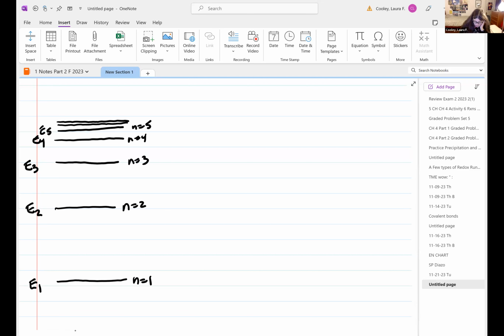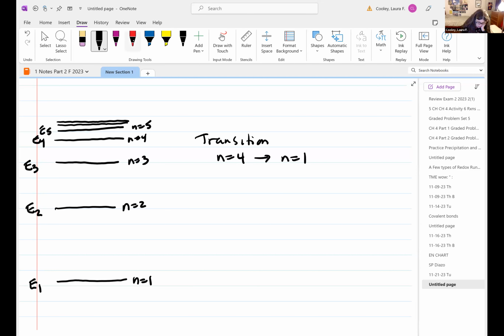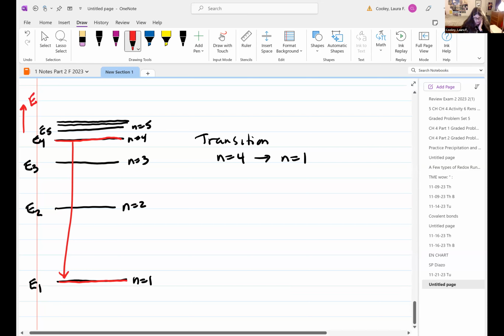So I suppose you have a transition from n equals 4 to n equals 1. Okay, so that just means you're going from this level here to this level here. So you just draw an arrow. And that's a higher energy to a lower energy. Energy is increasing this way. These energies are all negative, by the way. They're getting less and less negative as you go up. They're getting closer to 0.